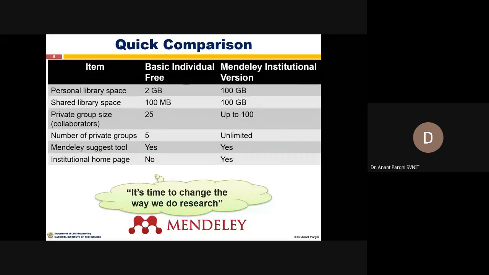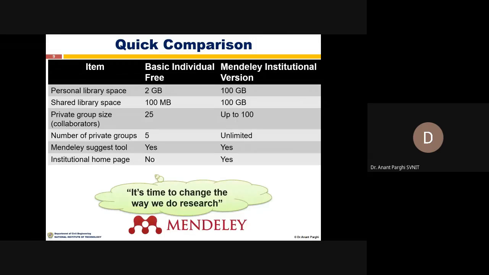So let's do a little bit of comparison of the basic individual free version and the Mendeley institutional version. So the free version will provide 2 gigabyte library space, right? But if you use the institutional version of the Mendeley software, it will provide 100 gigabyte library for storing your paper or research article. So you can share the library space, right? So library space up to 100 MB you can use for the free version. But if you have an institutional version, you can use that space, 100 gigabyte.